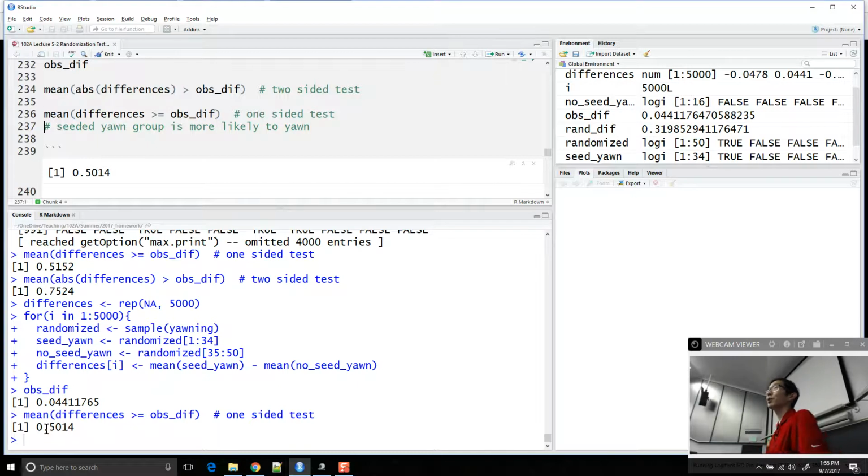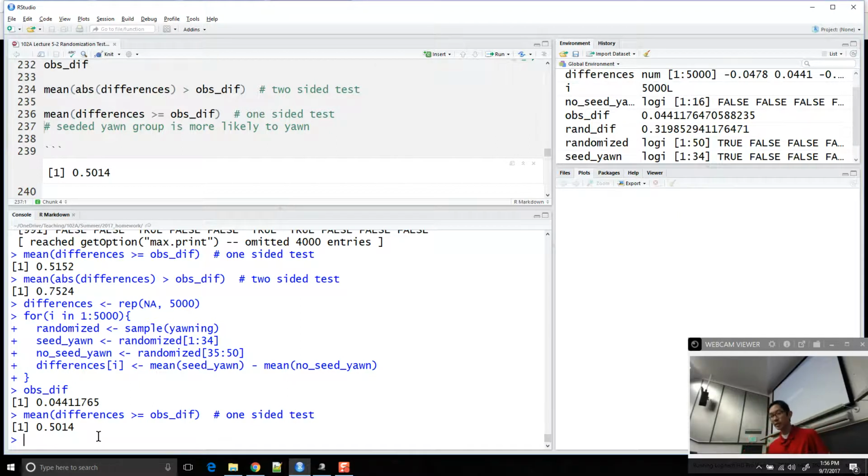Meaning that if Mythbusters ran this episode on another day and they still had 50 people, and we just assume that 14 of them were destined to yawn, they would have gotten a difference of 4 percentage points at least half of the time. So to me, this tells me that it is very possible to have gotten this observed difference of 4 percentage points just from random chance.